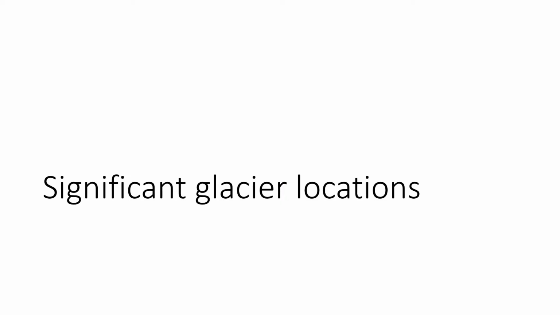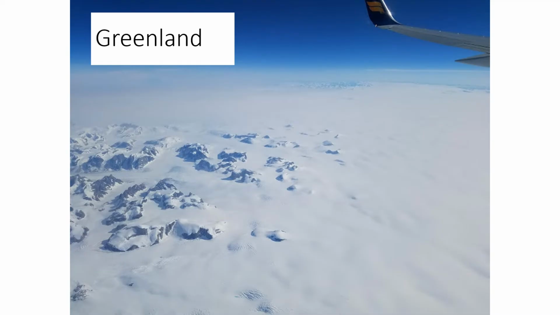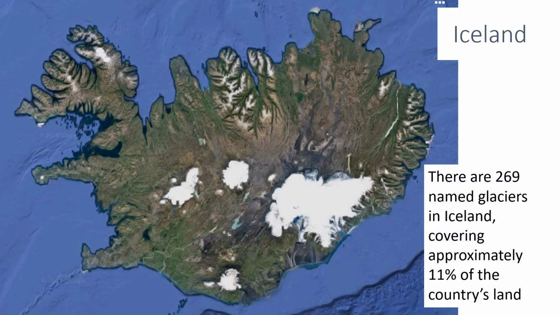Now there's some significant other locations outside the United States. First of all, Greenland. Greenland is basically one big huge ice sheet. It is one big huge glacier. This is what Greenland looks like from the air. The only parts of Greenland that are actually land like we know it are the parts around the coast.